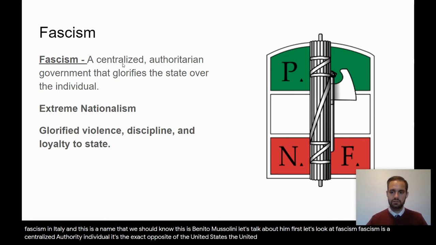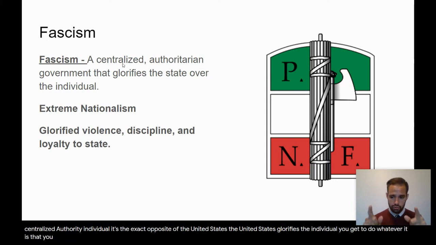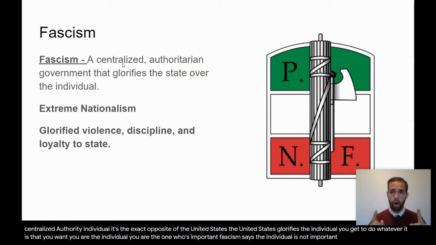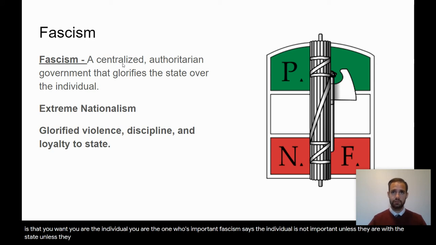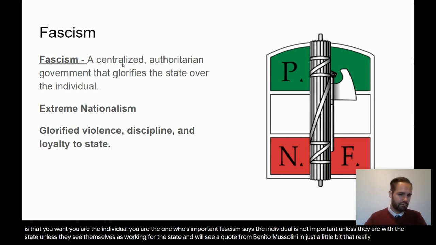The United States glorifies the individual. You get to do whatever it is that you want. You are the individual. You are the one who's important. Fascism says the individual is not important unless they are with the state, unless they see themselves as working for the state. And we'll see a quote from Benito Mussolini in just a little bit that really exemplifies that.